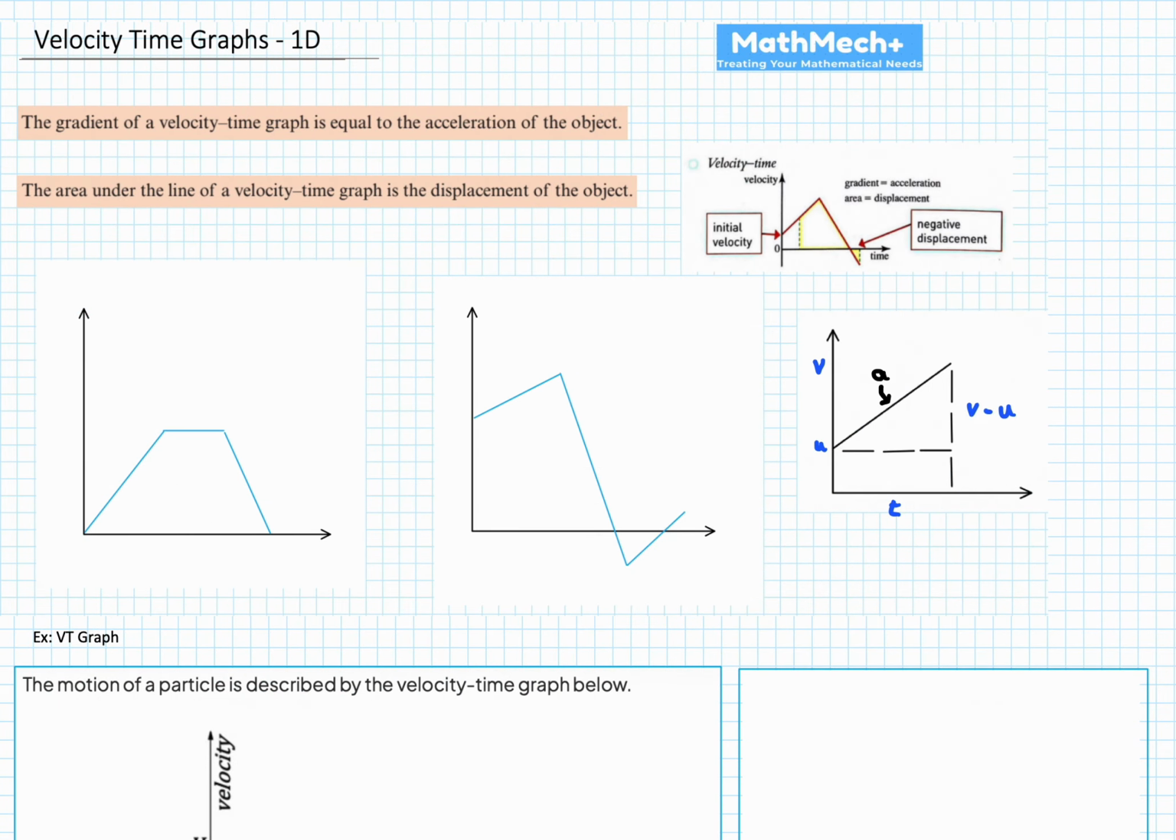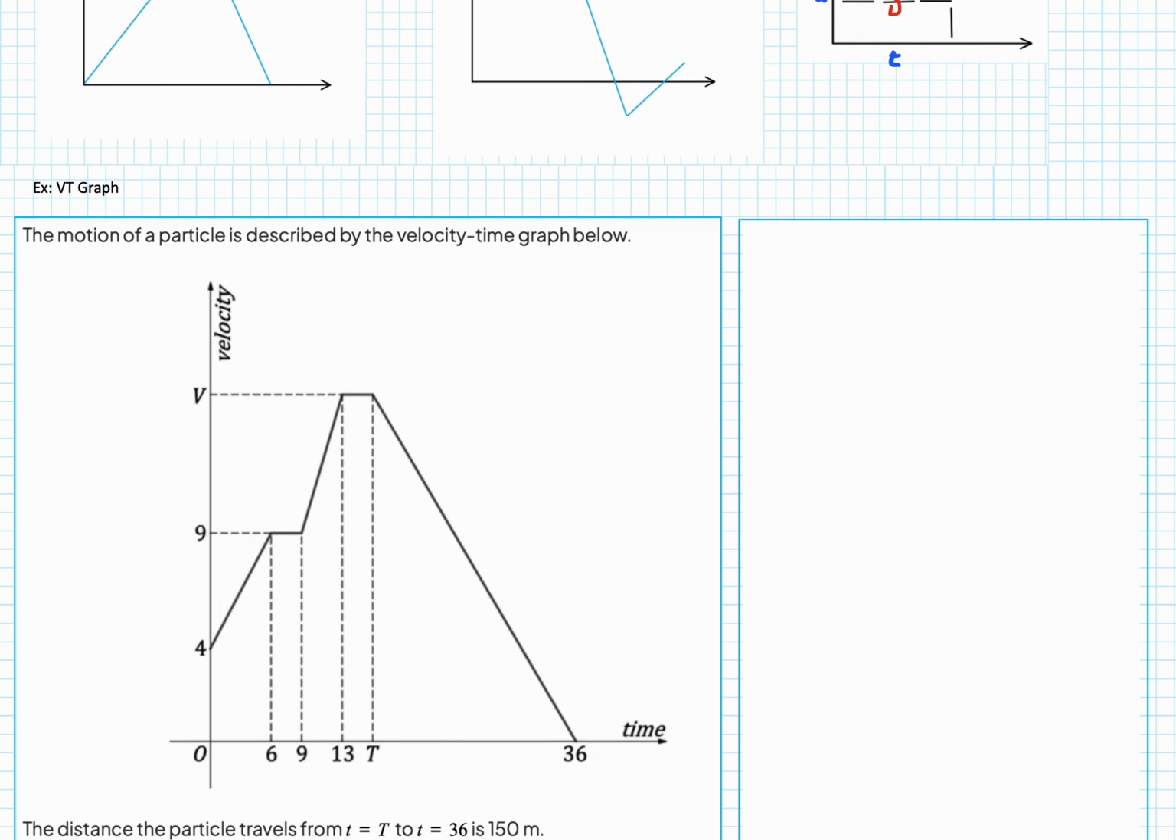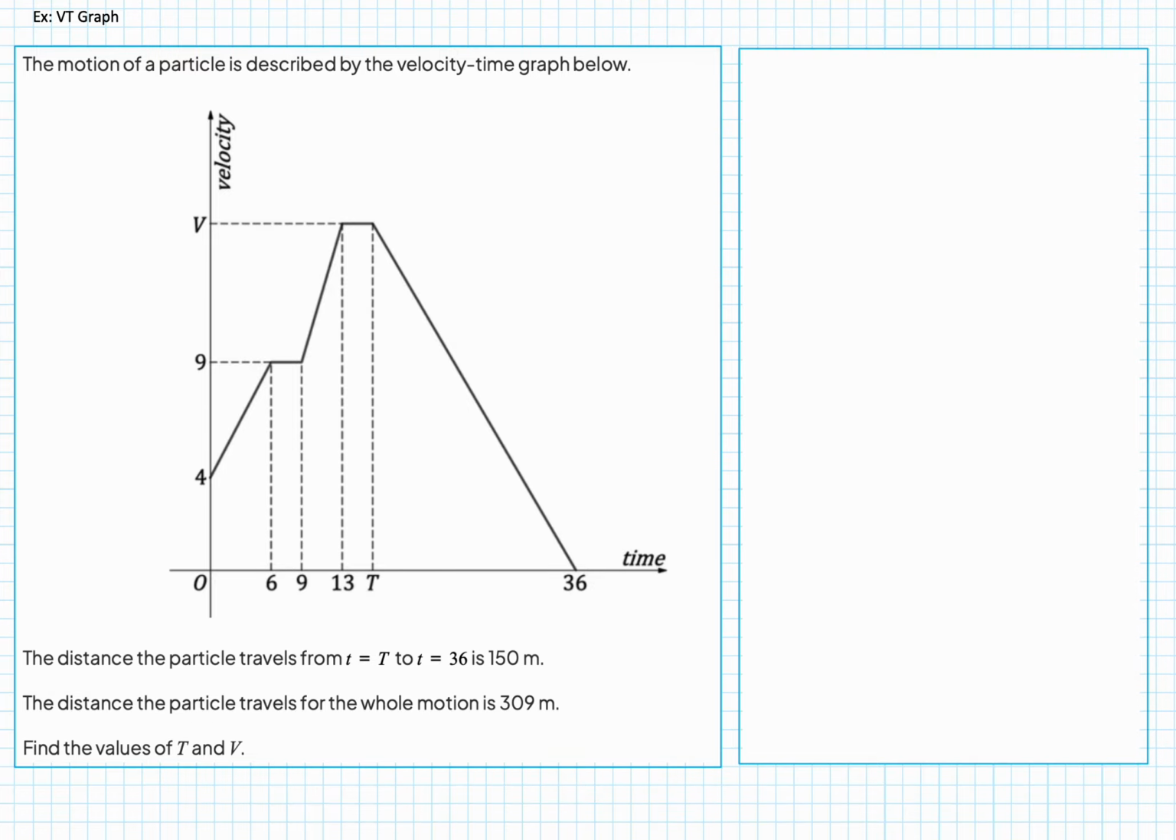We're looking at a velocity time graph, otherwise known as a speed time graph. And as you can see, the two most important facts about this graph are: the gradient is the acceleration and the area under the line is the displacement. And so we look at a question now.